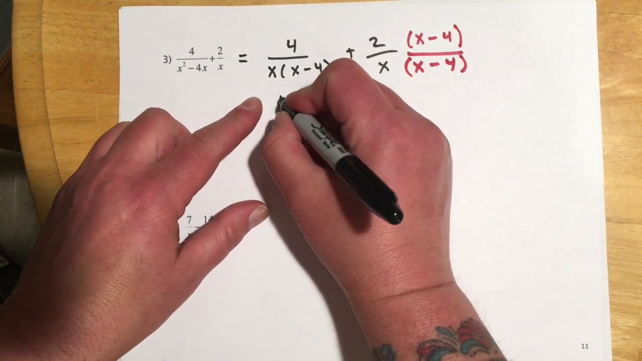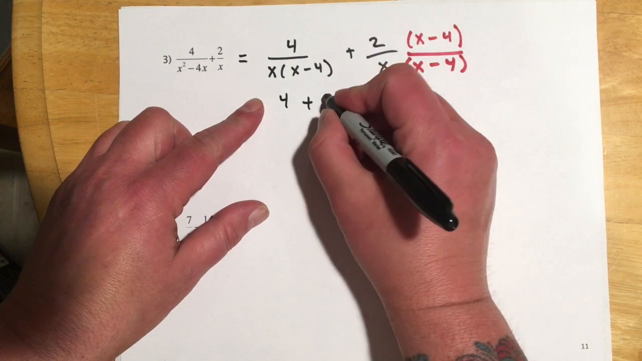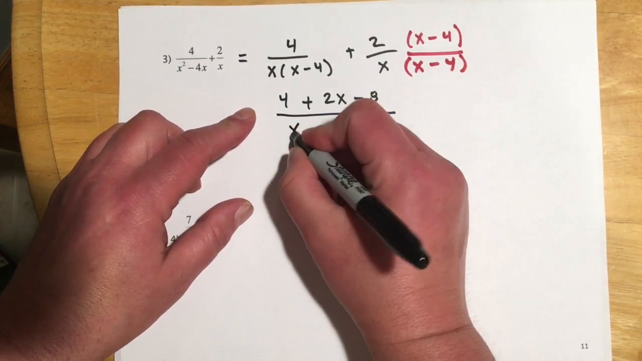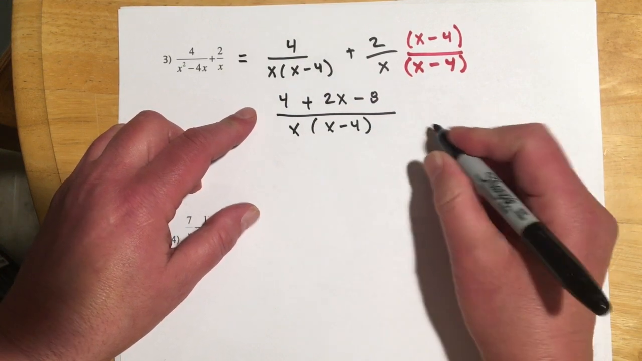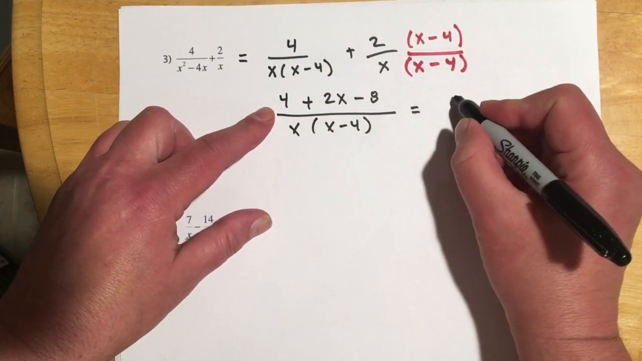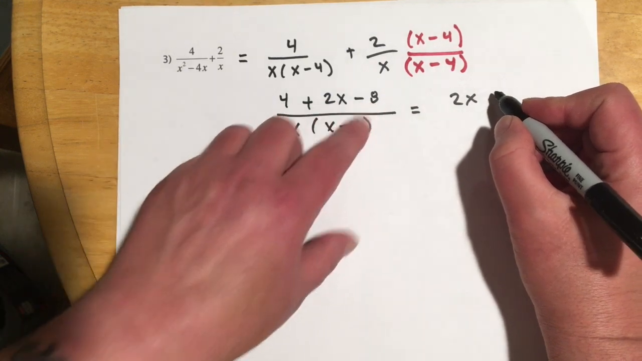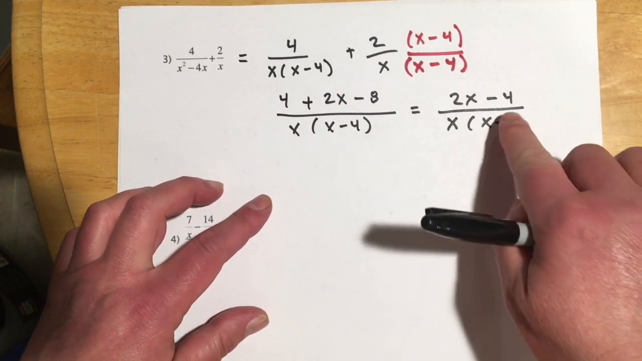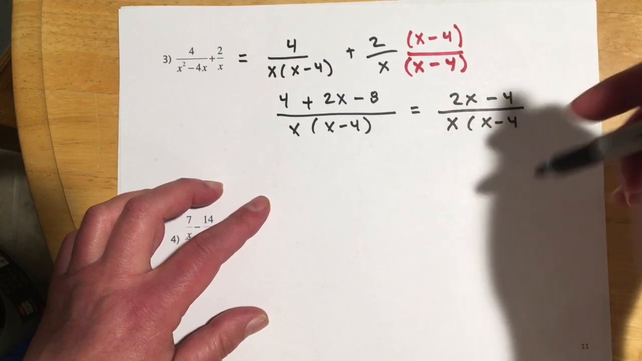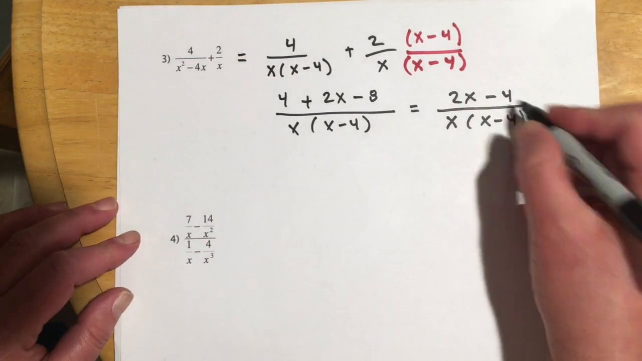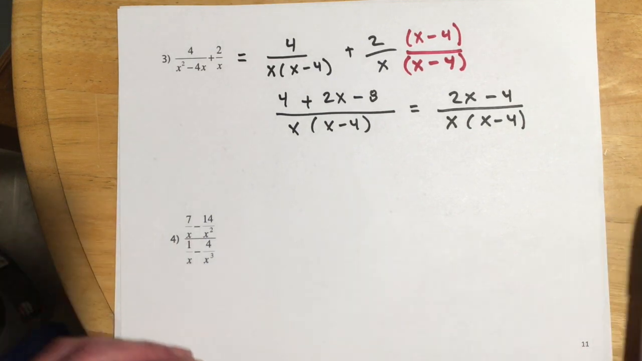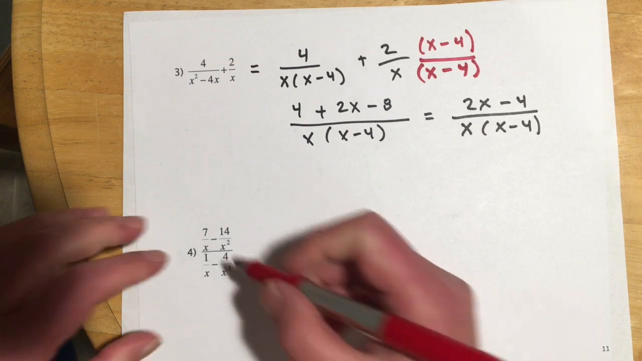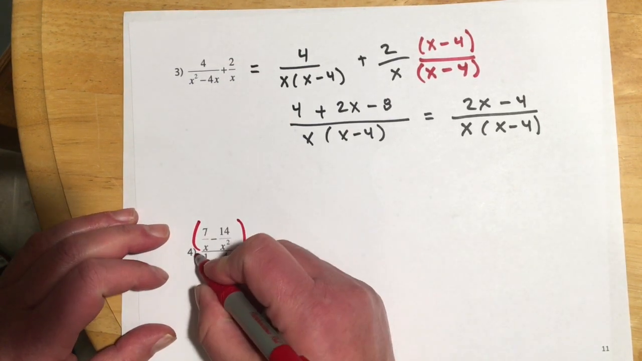And then that's going to give us 4, and then plus 2x, and then 2 times negative 4 from negative 8 over x, x minus 4. And then collecting up the numerator, I get 2x, 4 minus 8, so minus 4 over x, x minus 4. I could factor a 2 out of there, but it's not going to make this reduce, so I would just stop there.